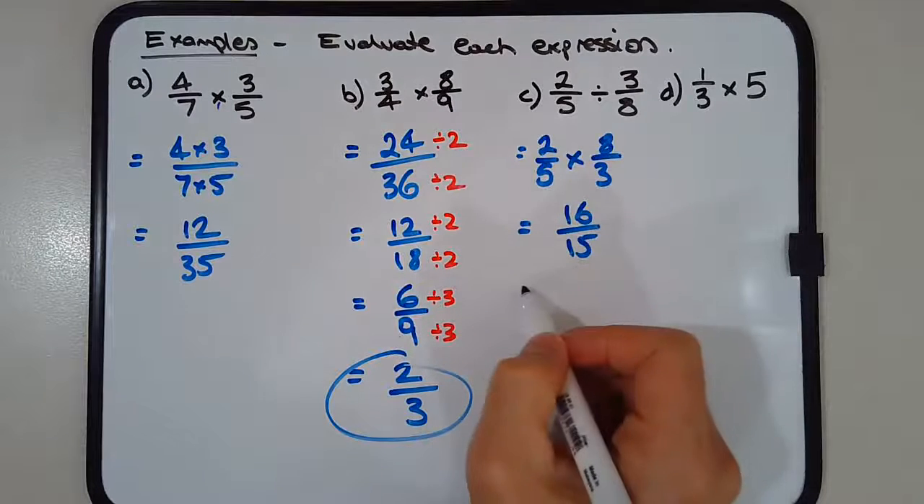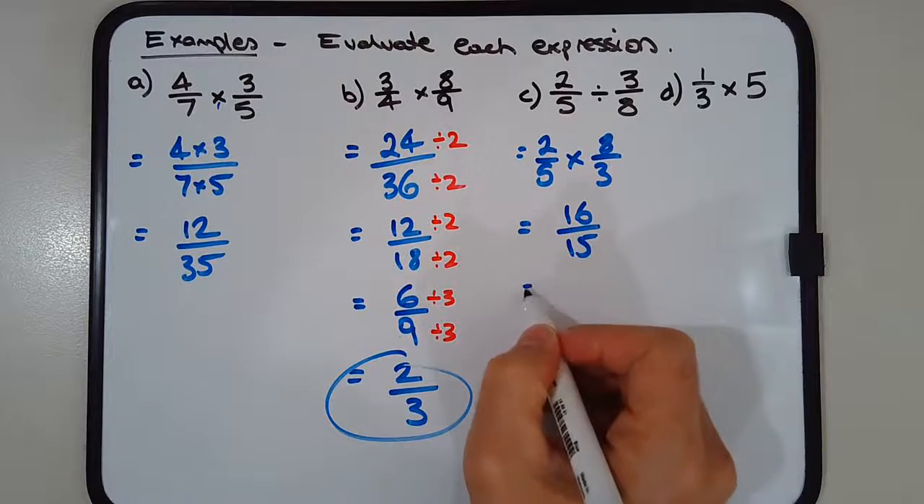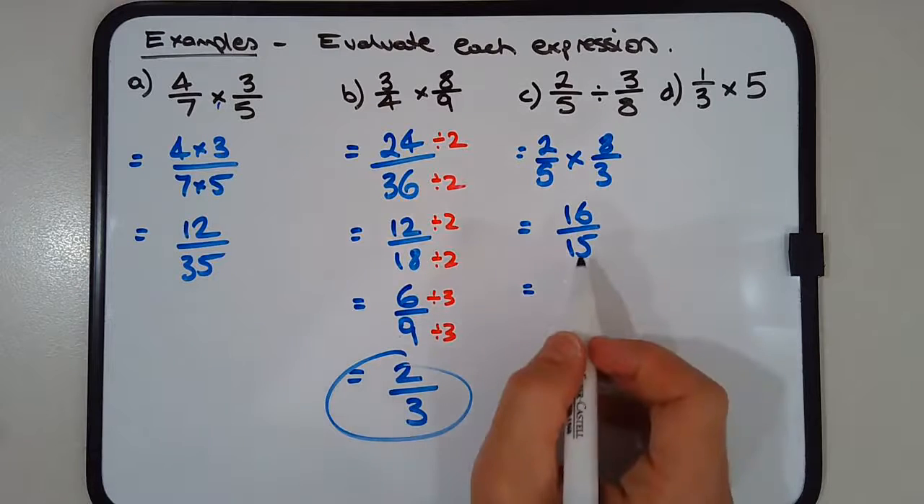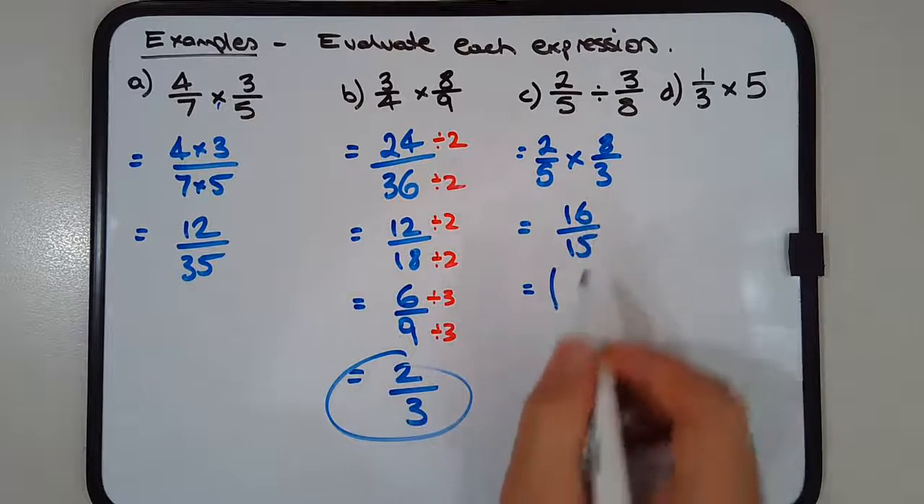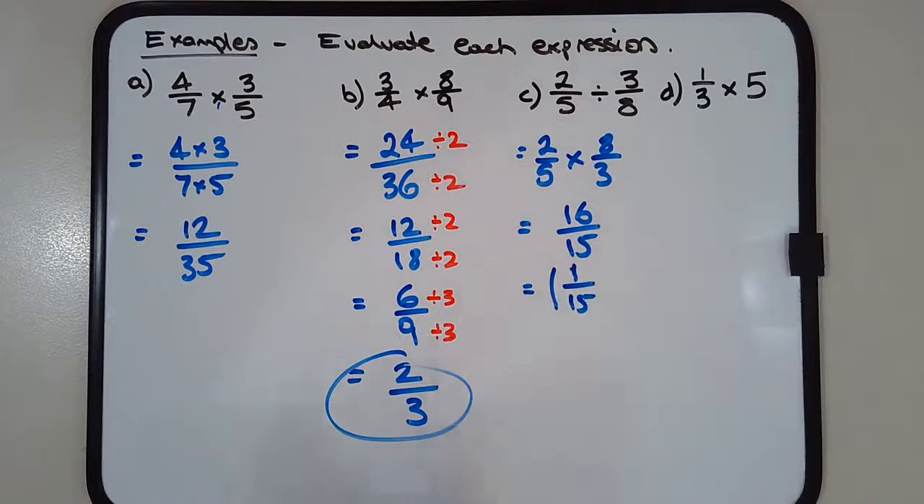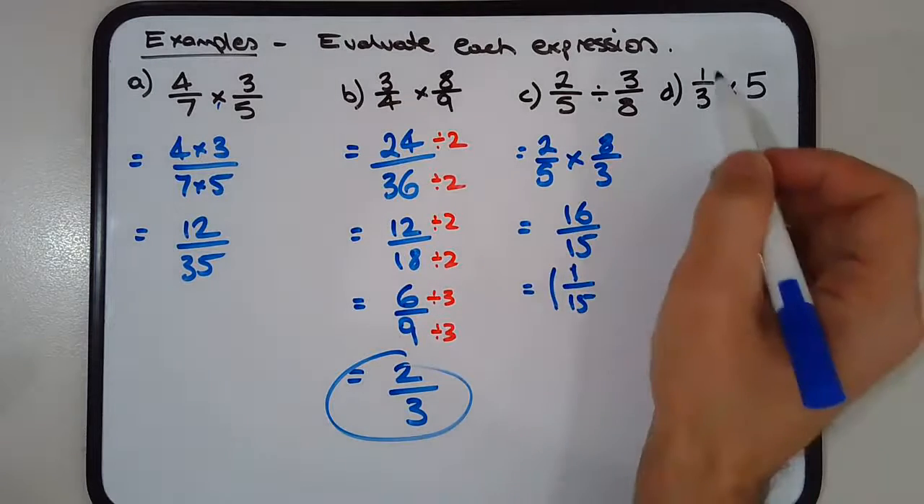Now that's an improper fraction. We can either leave it like that, but if the question asks you to convert that into a mixed numeral, this one's fairly straightforward. 15 goes into 16 once, leaving a remainder of 1, and we write the remainder as a fraction, 1 over 15.